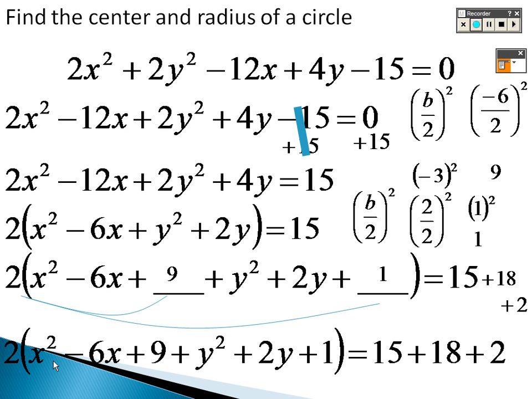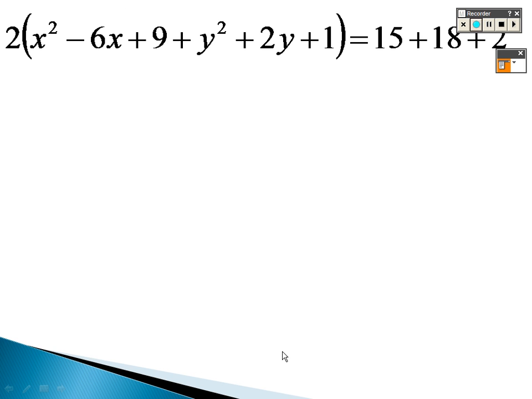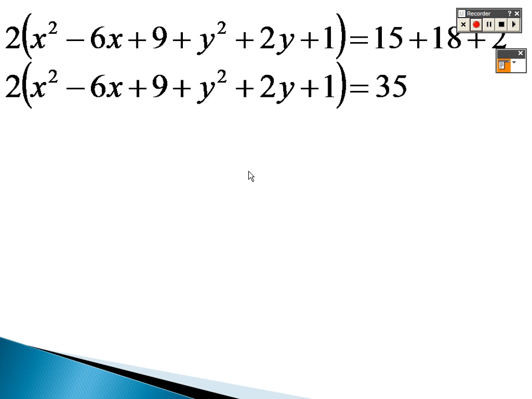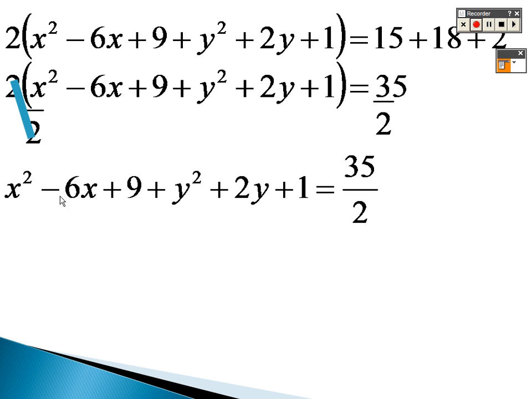So I have a 2 on the outside, I have all of this, and I need to factor this group and factor this group, but the factors, remember what's in the parentheses, so a negative 3 is going to be the factor for the x's, and a 1 is going to be the factor for the y's. I smushed all those together to get a 35, dividing by 2, so that's gone, so all of this equals 35 over 2, okay.